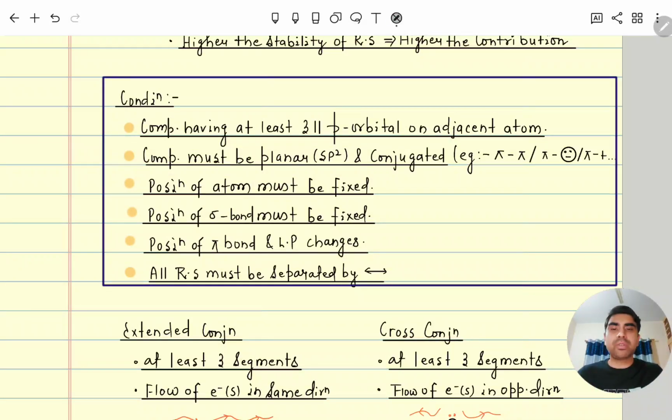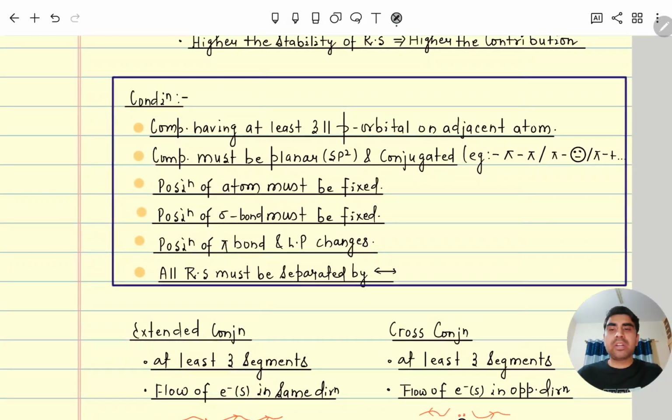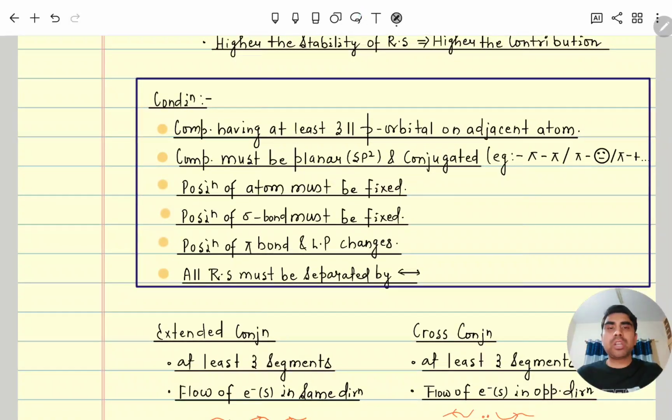That is the only difference between resonance and tautomerism. In resonance, the position of atoms is fixed, but the position of electrons is oscillating. The position of sigma bonds must be fixed; only pi bonds and lone pairs change. Which lone pair? Only the delocalized lone pair will change, and all resonating structures must be separated by a double-headed arrow.